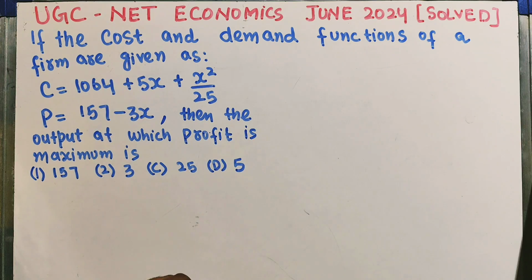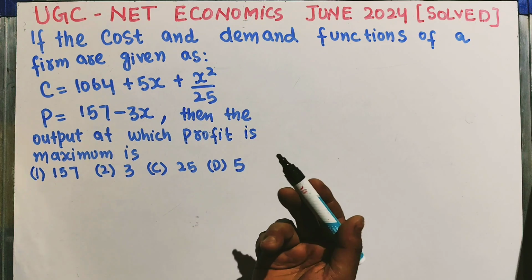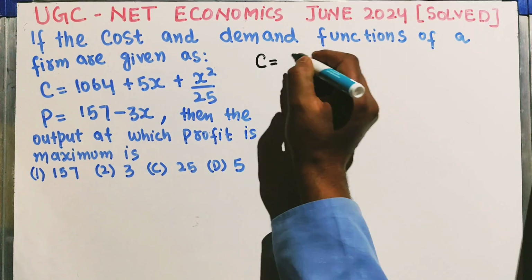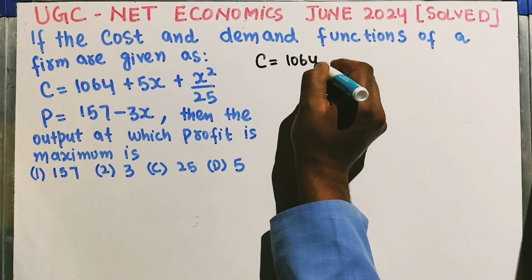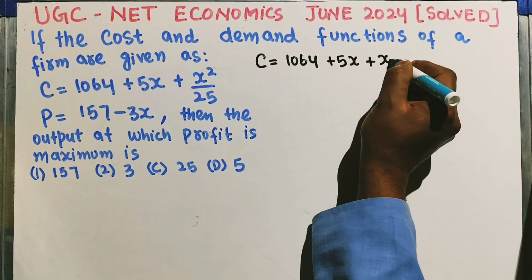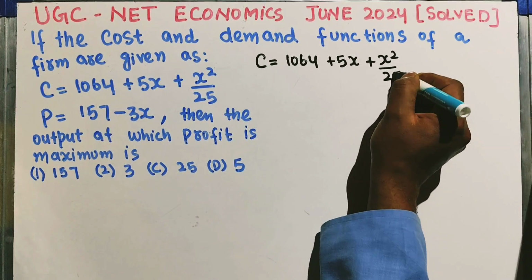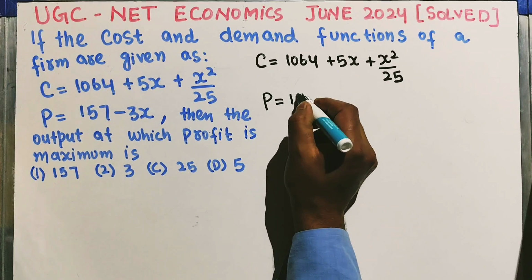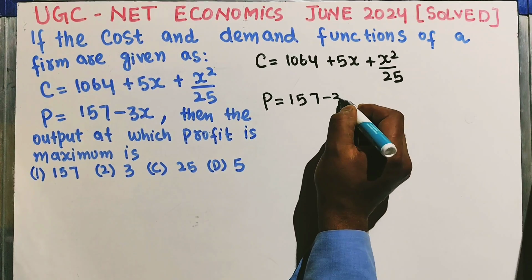We need to find out the profit maximizing level of output. Okay, so let us see what is the profit maximization condition, or let us write the cost function that is being given as C is equal to 1064 plus 5x plus x square upon 25. This is our cost function, and demand function is being given as P is equal to 157 minus 3x.